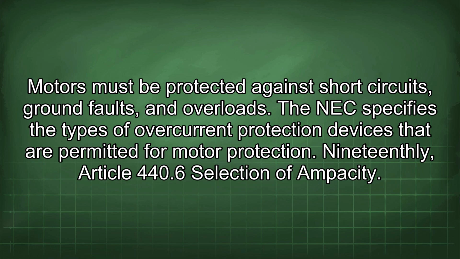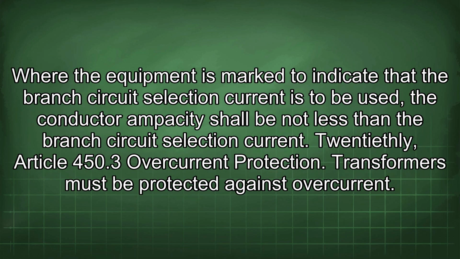Nineteenth, Article 440.6 Selection of ampacity. Where the equipment is marked to indicate that the branch circuit selection current is to be used, the conductor ampacity shall be not less than the branch circuit selection current.